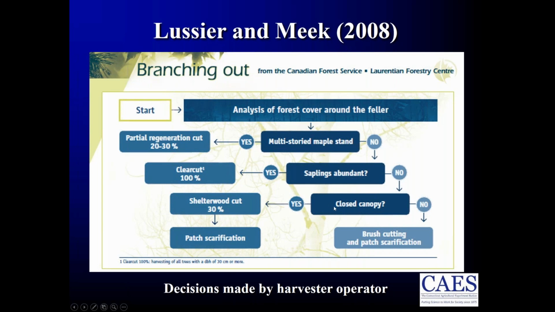If you didn't have that, if you had a closed canopy, you could do a shelterwood cut and do some patch scarification so you could get in those light-seeded species like aspen, like yellow birch. And if you didn't have a closed canopy, well, then you're going to want to cut the brush and do patch scarification to try to get the regeneration coming back in.